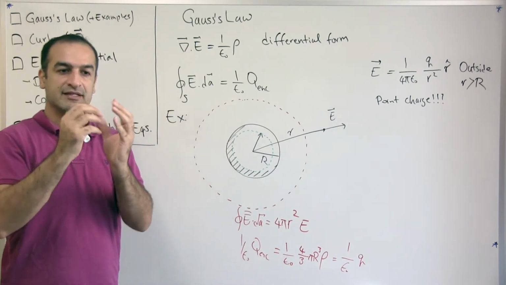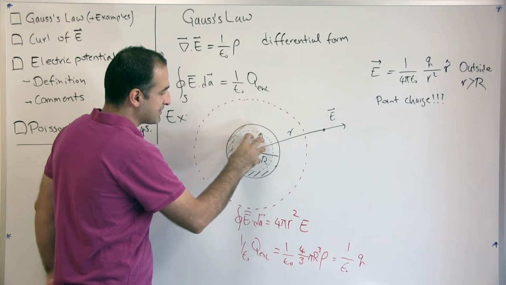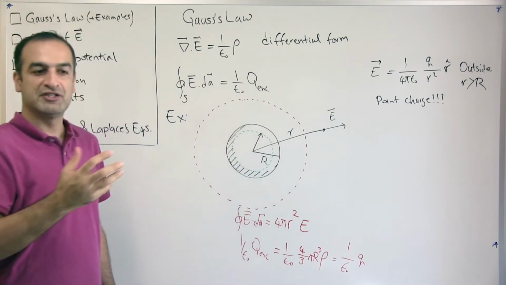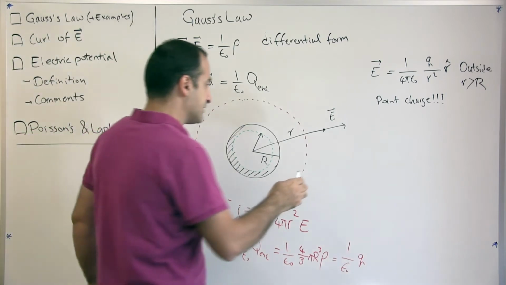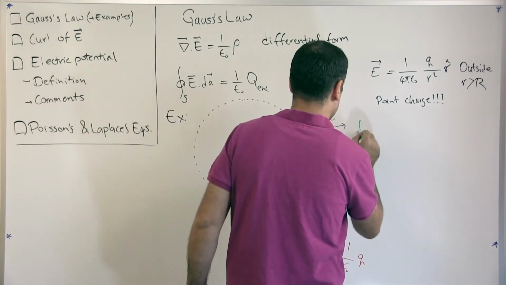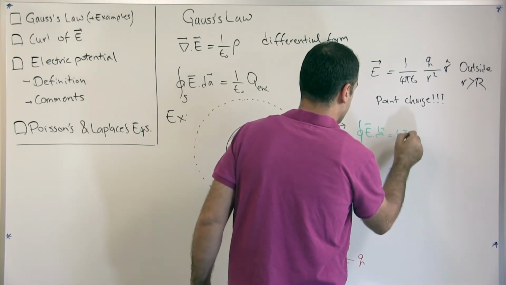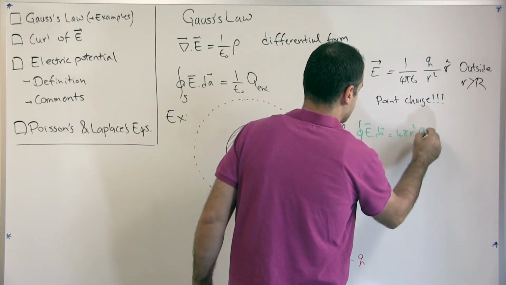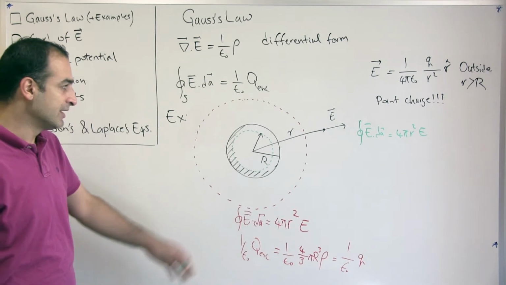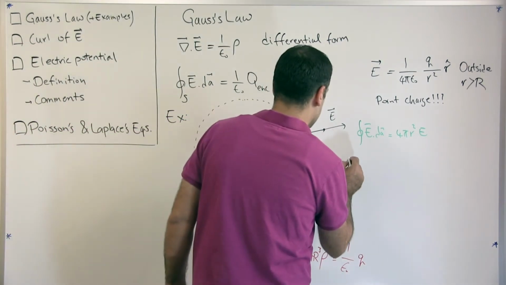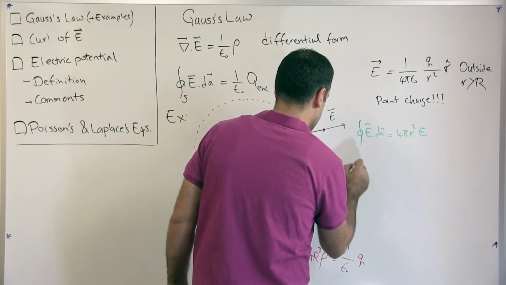Because you are inside the sphere, the enclosed charge is only the charge confined, encapsulated within this green, which is part of the whole sphere, okay? So I'm gonna write green here, the integral of E dot dA is 4 pi r squared times electric field, okay? Same as before, but then 1 over epsilon Q enclosed.